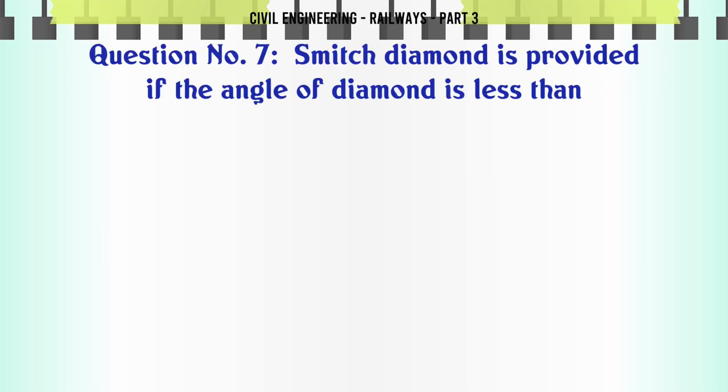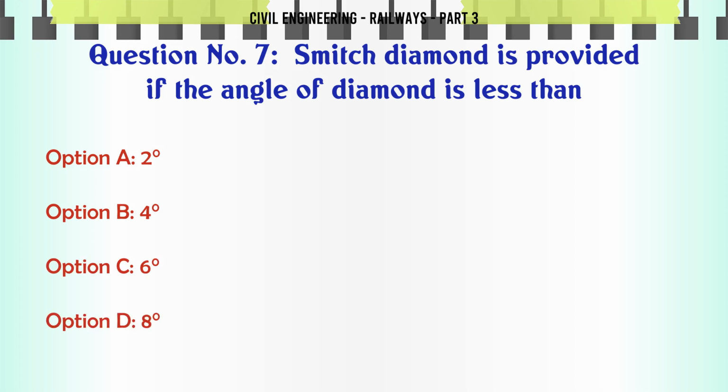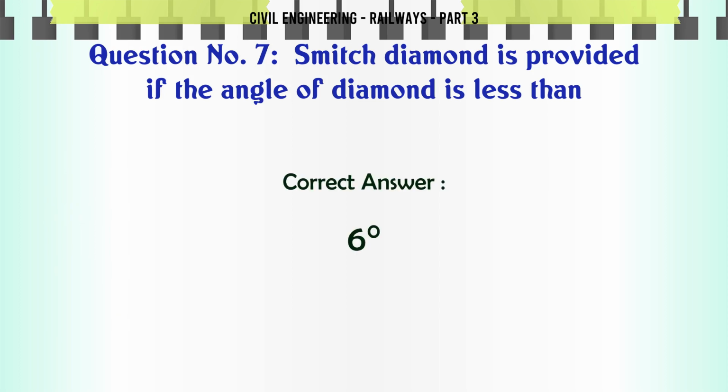Switch diamond is provided if the angle of diamond is less than A, 2, B, 4, C, 6, D, 8. The correct answer is 6.